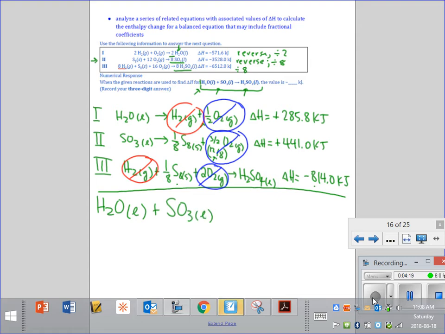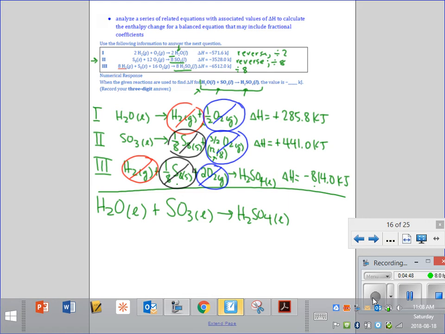The next substance I should take a look at is sulfur. I have in reaction 2, 1/8 of a mole as a product, and in reaction 3, 1/8 of a mole as a reactant. That's good. I can cross them out, and the only thing that is left is on the product side, H2SO4 liquid. So I've successfully manipulated those reactions to give me the overall reaction I wanted.